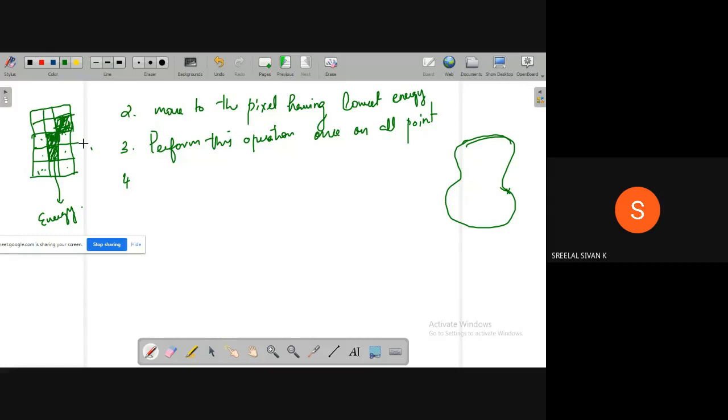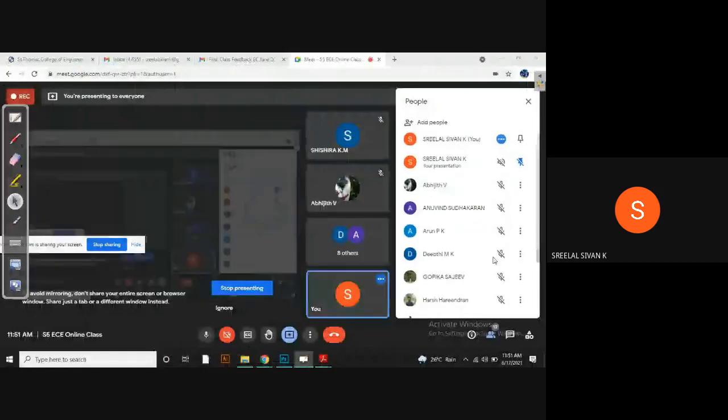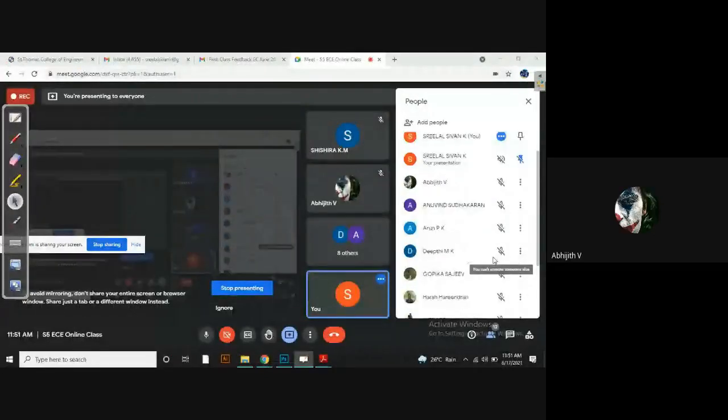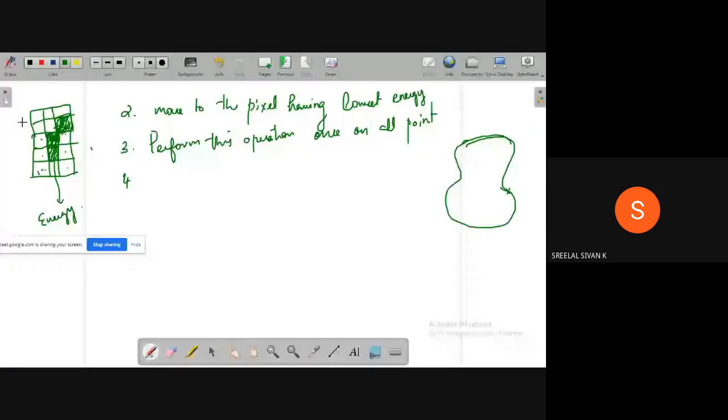And in the third step, perform this operation once on all points. The next step is to perform this operation once on all points. That means suppose this is your object and you started with an initial pixel, and you have to complete the first iteration for the entire boundary.